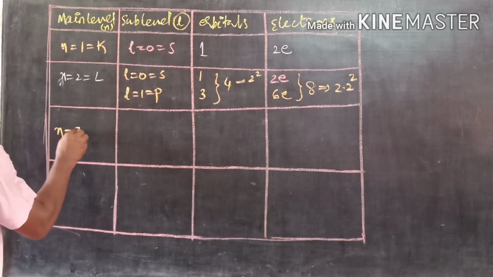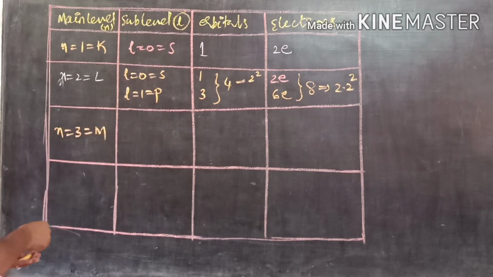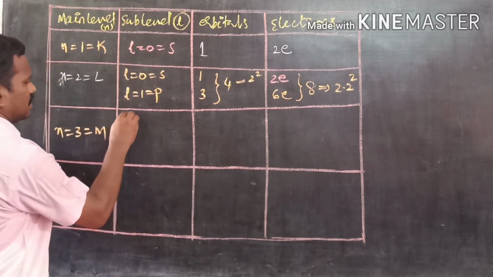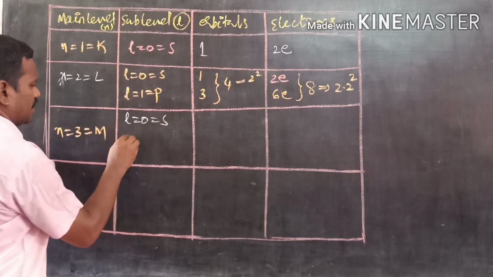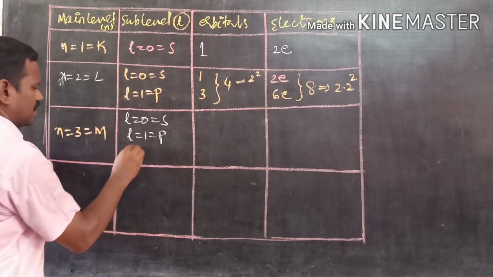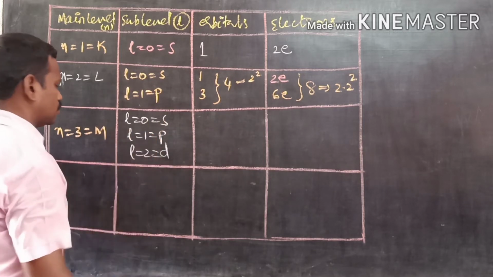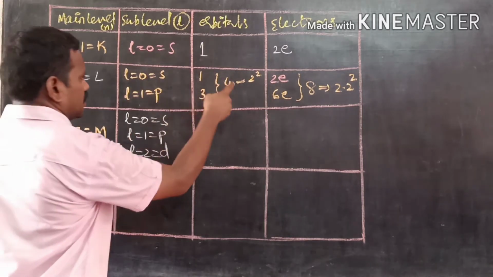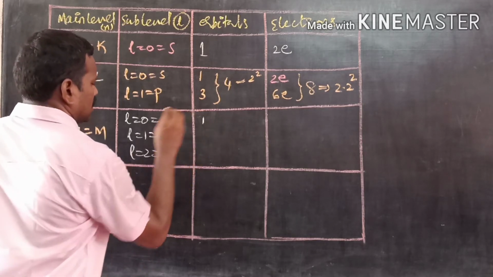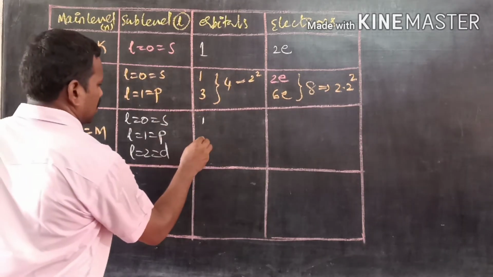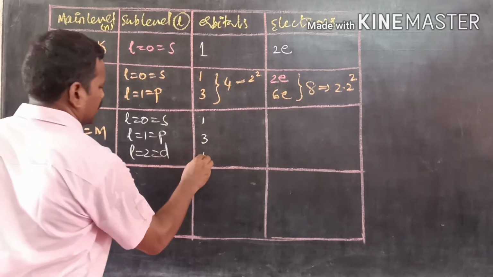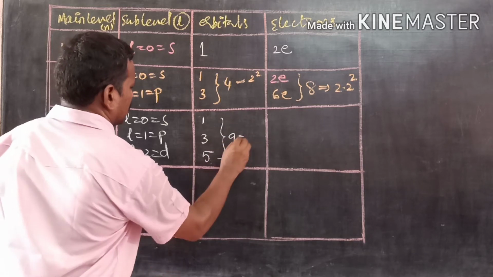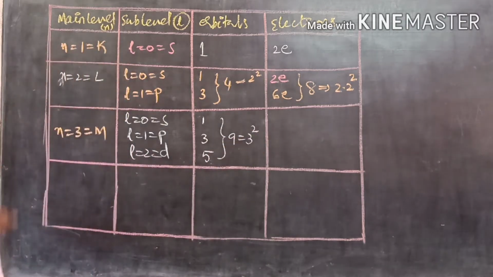Now, let us come to main level 3, that is n equals 3, that is M. Main level 3 has 3 sublevels. What are they? l equals 0, s sublevel; l equals 1, p sublevel; as well as l equals 2, which is called the d sublevel. Now, these sublevels are divided into orbitals. The s sublevel has 1 orbital, the p sublevel has 3 orbitals, and the d sublevel has 5 orbitals. By adding these, the total number becomes 9. This can be written as 3 squared.